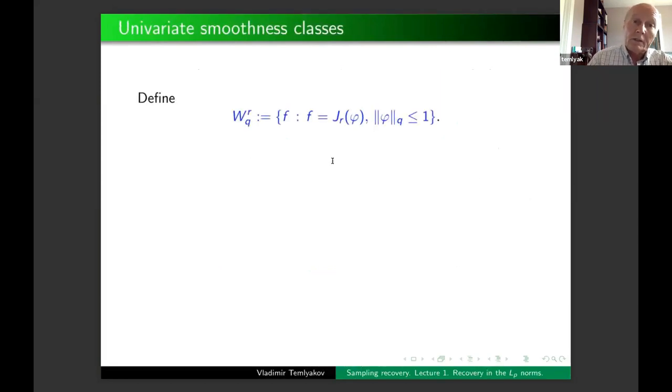So now let's return back to these classes and see what is known there. Basically, I will reformulate more or less the results which we have already done, because this is in preparation for the next step, to go to a multivariate case, because that is a very interesting problem, which is still, by the way, not solved. So this is a standard unit ball of Sobolev class, and we use this notation for this unit ball. So this is an image of the unit L_q ball, q stands here, and this is the definition.